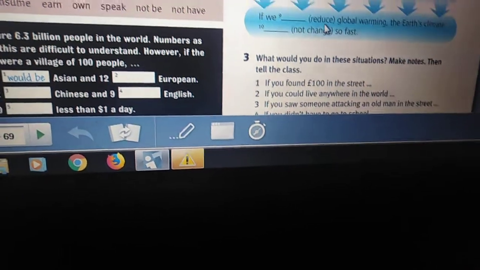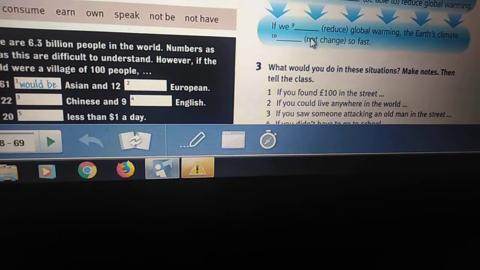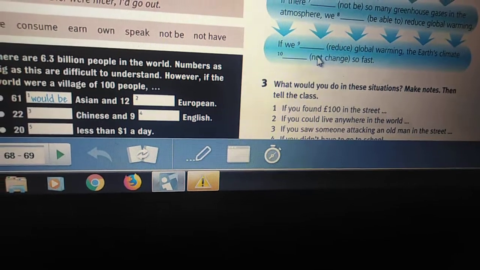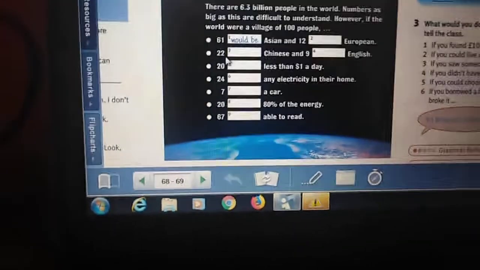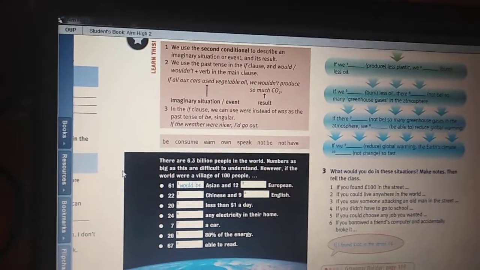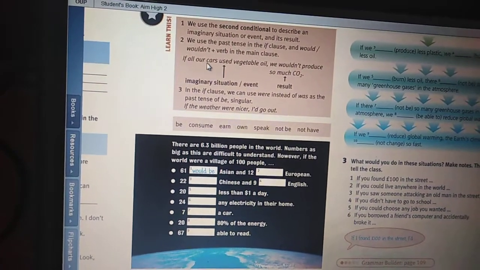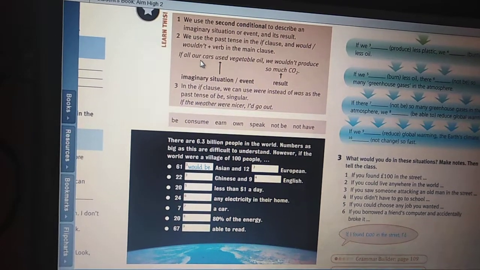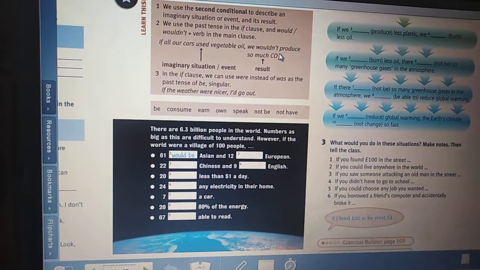If we reduced global warming, the earth's climate wouldn't change so fast. Okay, you must do this exercise and be careful that in the second conditional we use simple past for the first part and would plus verb 1 for the other part. That's it for today. Thank you.